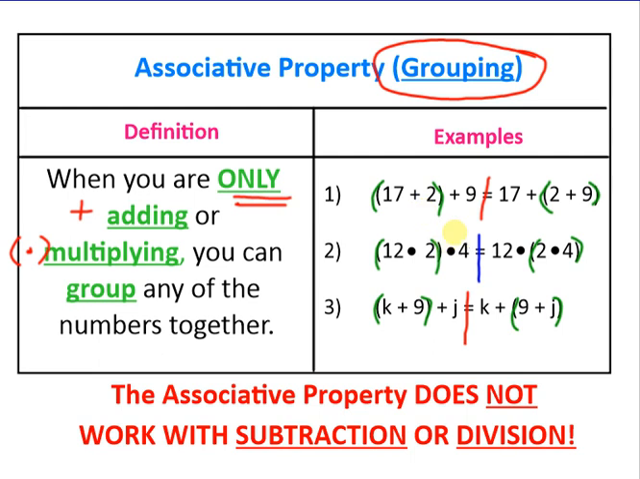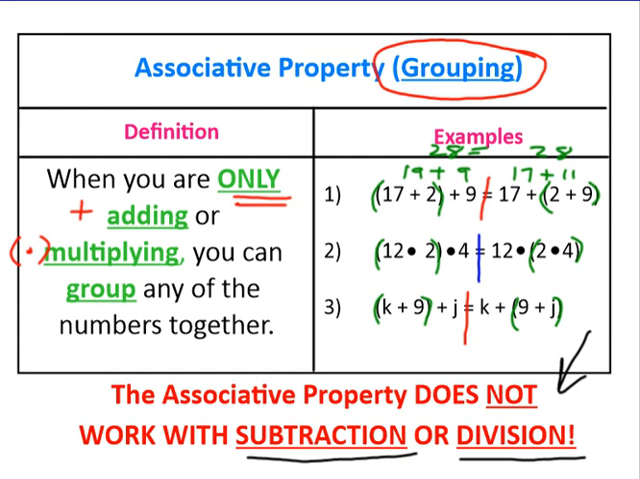So for example, over here, 17 plus 2 is 19, and 19 plus 9 is going to be 28. Over here, order of operations tells you to do parentheses first. 2 plus 9 is 11, and 17 plus 11 is 28. You end up with the same thing on both sides of the equal sign. An important thing to note is this note right here. The associative property does not work for subtraction, and it does not work for division. Only for adding and multiplying.